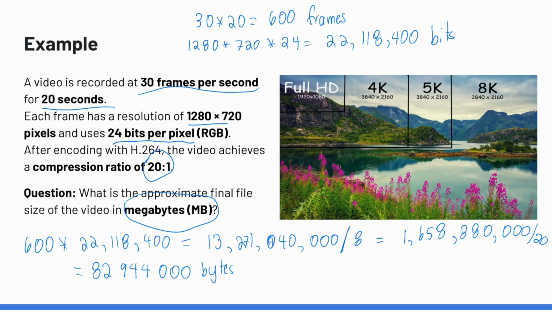Now we want to figure out how many megabytes this is. To do that, we just divide this by 1 million, because it's 1,000 bytes to 1 kilobyte, and then 1,000 kilobytes to 1 megabyte. So we can divide by 1 million, and we end up with 82.94 megabytes, which we could just round up to 83 megabytes. That's essentially the file size of our 20-second video, which, if you've worked with video a lot, actually makes quite a bit of sense.